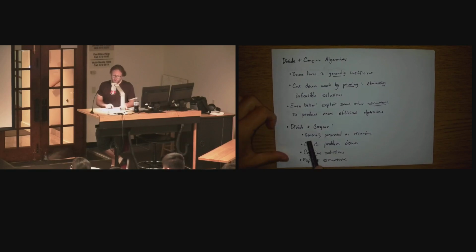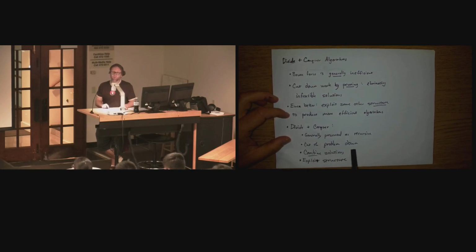conquer, where they're generally presented as recursive. Of course, that doesn't have to be that way. Any recursive algorithm can be rewritten so that it's not recursive. You can exploit a stack or some other data structure, and also any loop control structure can be rewritten as a recursive algorithm if you really want to. But they're generally presented as recursive solutions.